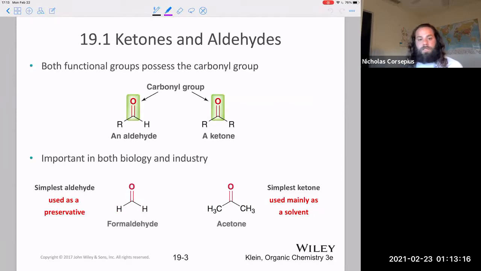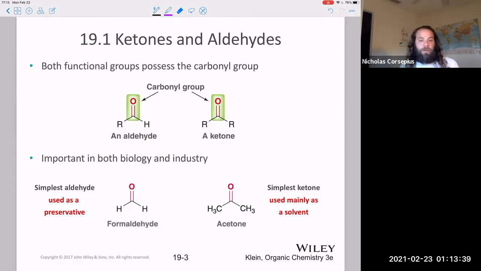The functional groups themselves are called aldehydes and ketones, but they contain a very specific type of bond, which is a carbonyl bond, or a carbon double bonded to an oxygen. Both aldehydes and ketones contain these carbonyl groups or carbonyl bonds. I tend to refer to them as carbonyl bonds, not carbonyl groups.